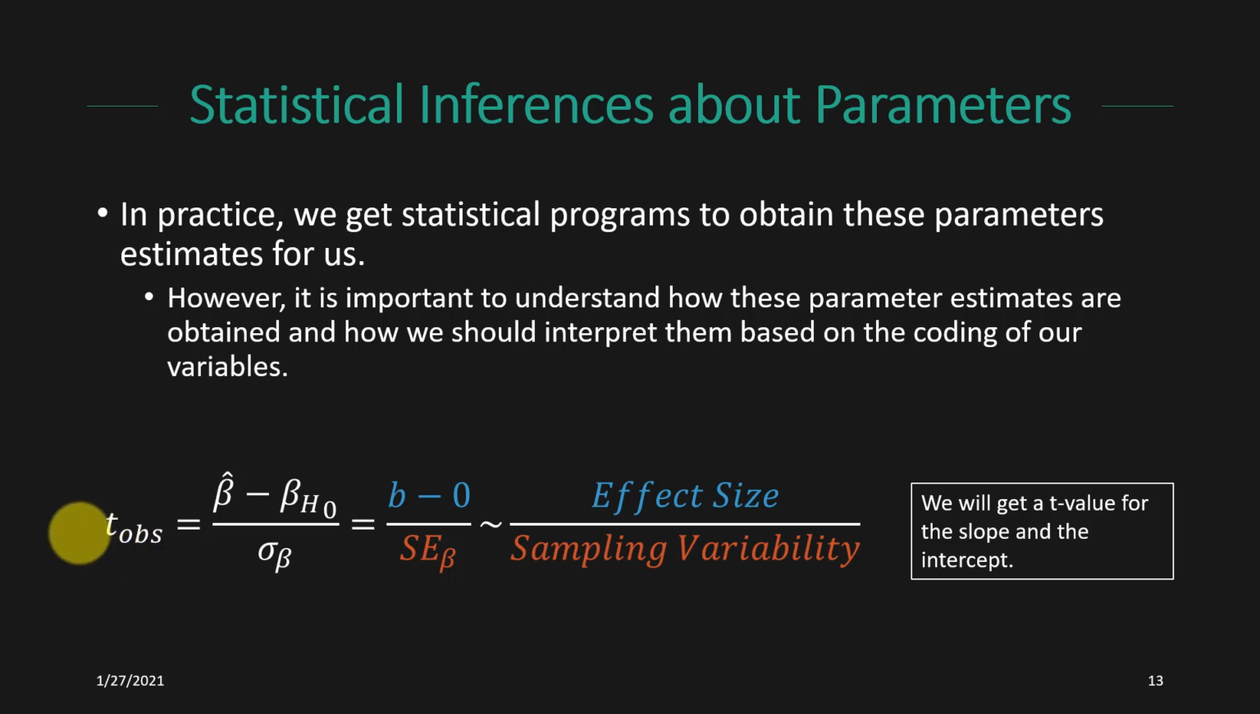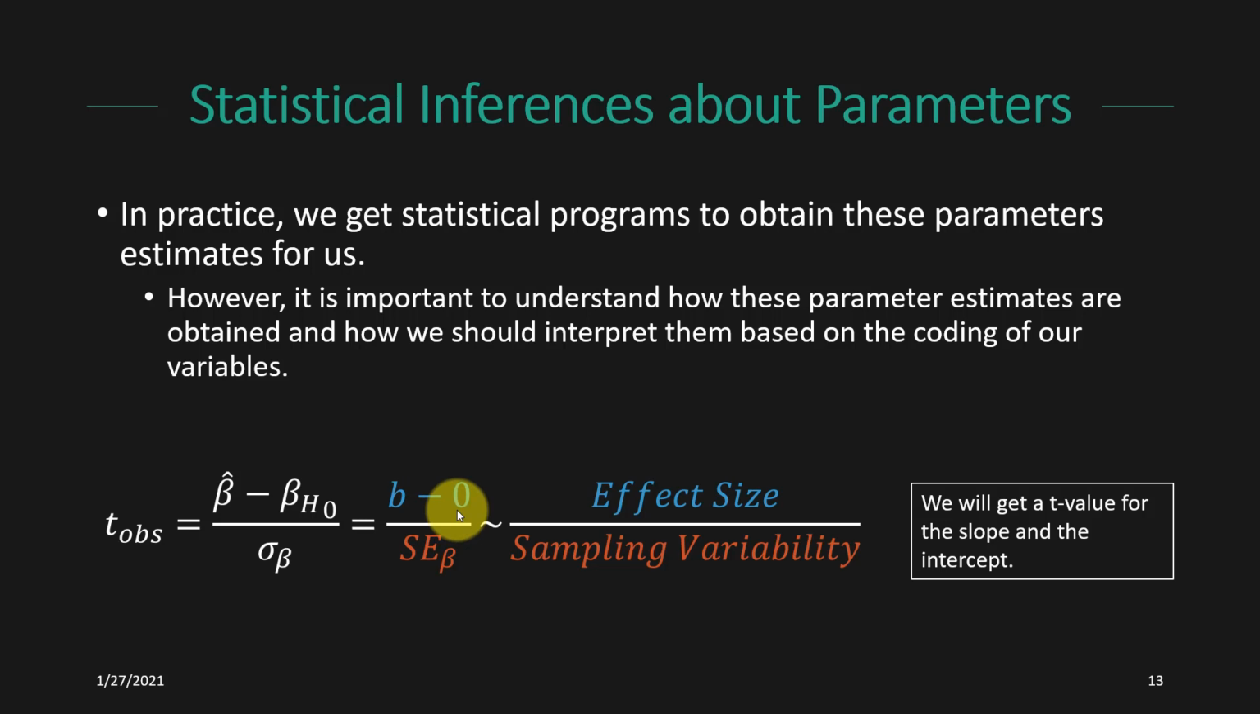Recall that we have a generalized formula for getting a t-observed value. We have the actual estimate that we get from our data minus the hypothesized value of that parameter under the null hypothesis divided by the standard error. And if we knew all these terms, we could solve for it perfectly, but we have to estimate these things based on what we observe in our sample. So we'll have the slope that we observed in our sample divided by our best estimate of the standard error of the slope. And that will tell us how likely was it to get a slope this large or larger, assuming the null hypothesis is true.